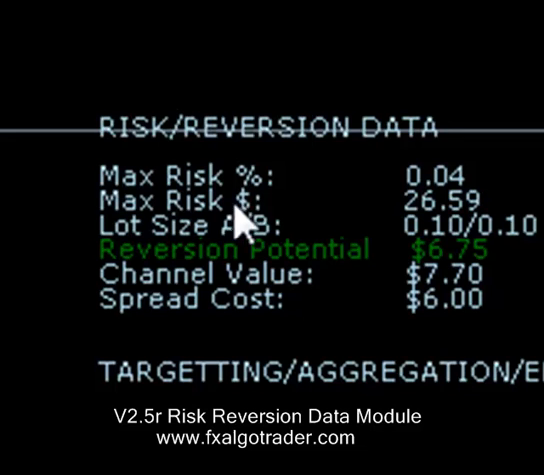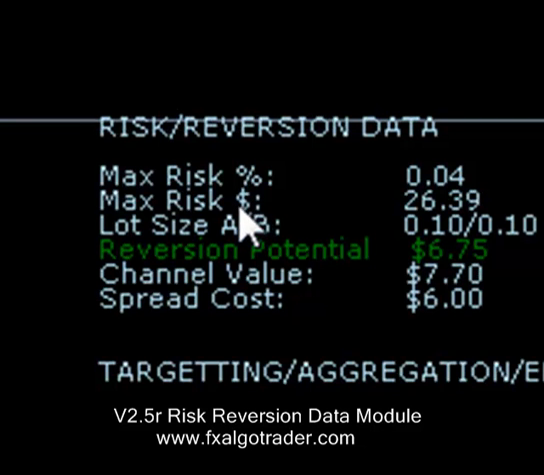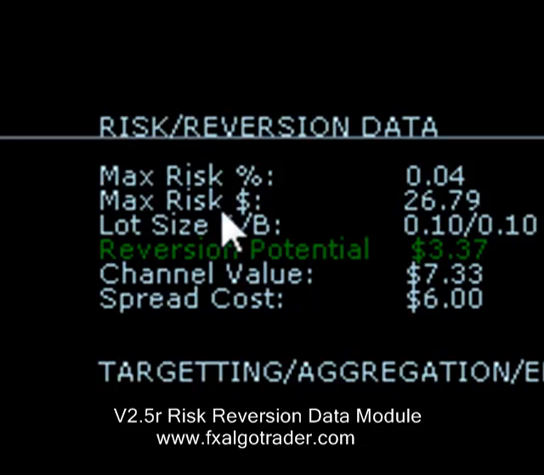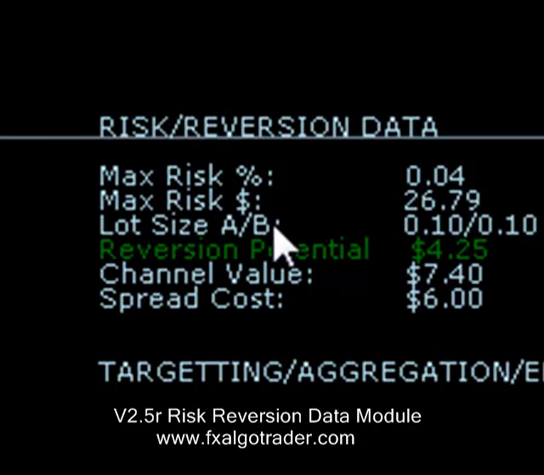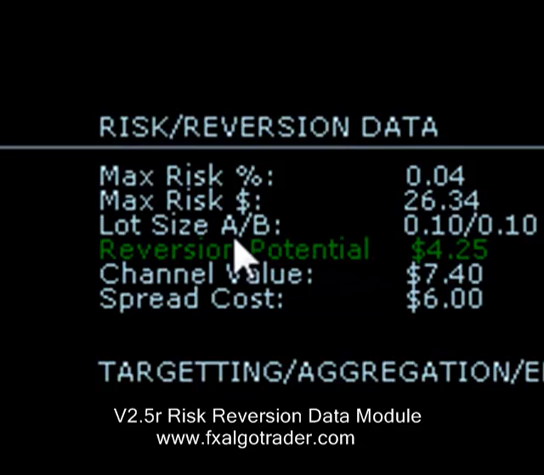As you can see, the risk reversion data shows you the maximum risk percentage, which is basically a percentage of account equity. The maximum risk expressed as a dollar figure, so I'm assuming your base currency is the dollar, gives you a hard figure of what you're prepared to risk on each arb trade. Then the lot size for each leg of the trade, so lot size A and B.